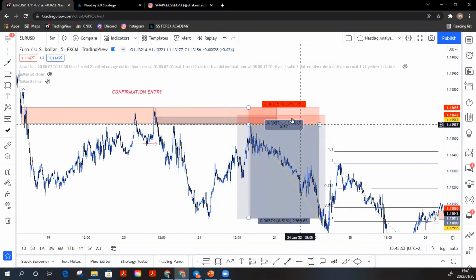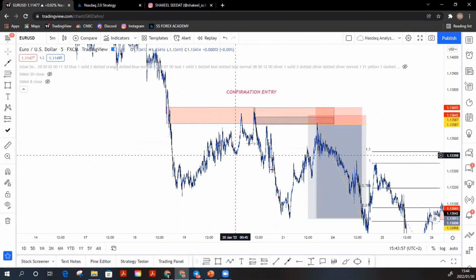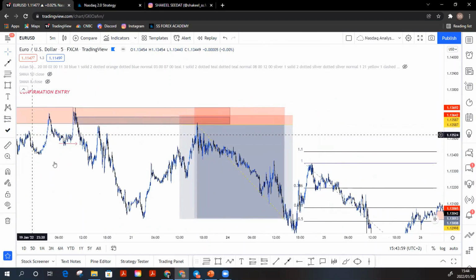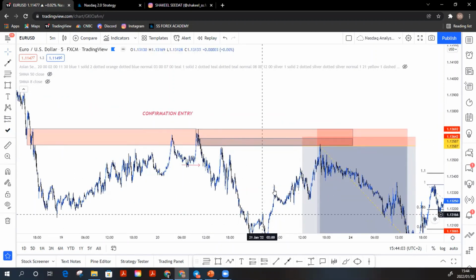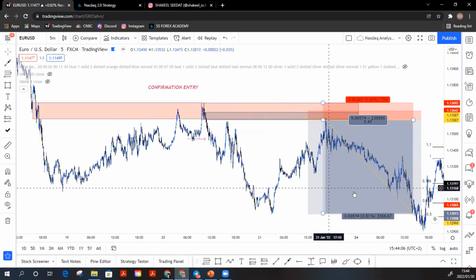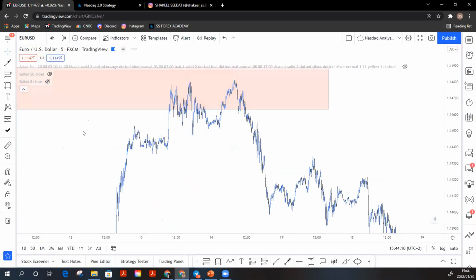You see that? Okay, so yeah, that would be your confirmation entry into the trade, and that was your change in character there. So price took out those lows and showed you intention of continuing to the downside. If we scroll back up here, see.